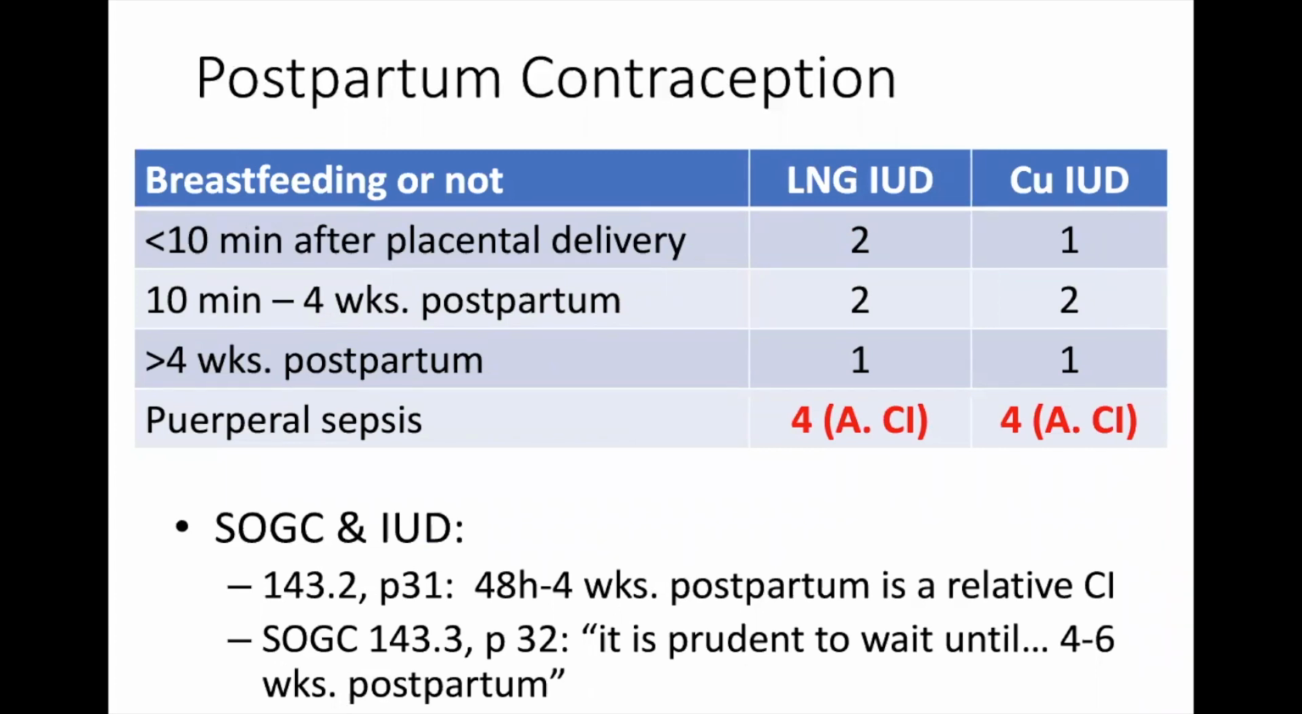So for postpartum contraception, of course you can use IUDs, but you have to keep in mind the expulsion rate. 48 hours to 4 weeks postpartum is a relative contraindication. And sometimes you have to wait for 4 to 6 weeks. Sometimes you really don't want the patient to get pregnant, so you have to insert an IUD 4 weeks postpartum.